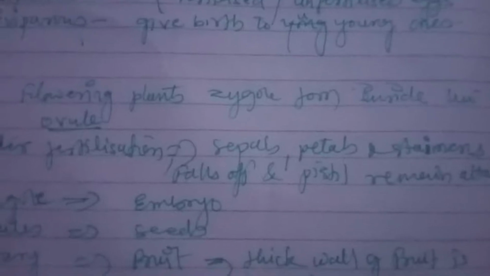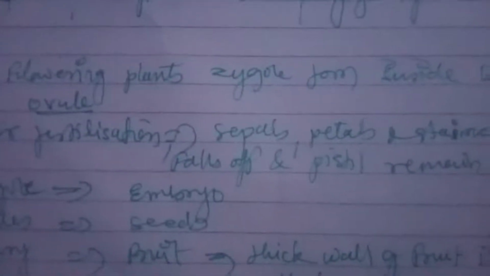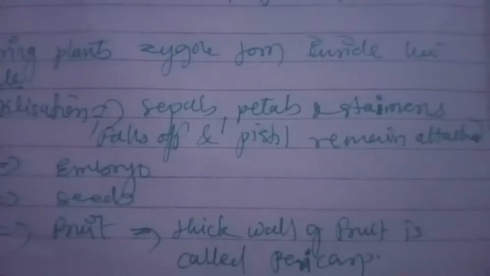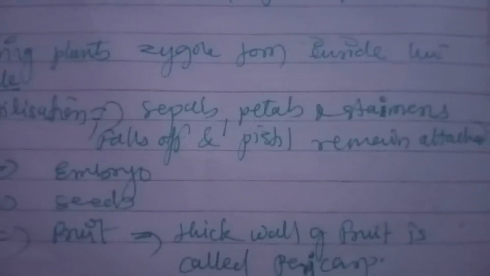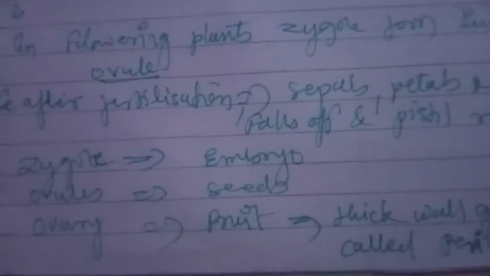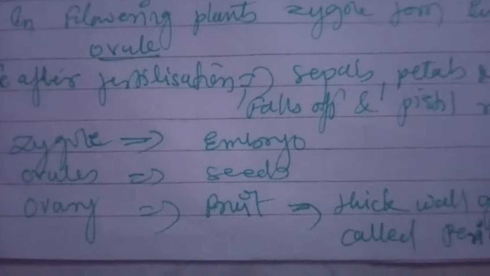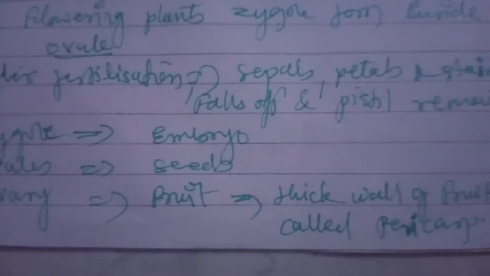What is going to happen? The zygote is formed inside the ovule, and after fertilization the sepals, petals and stamens fall off and the pistil remains attached to the flowering plant. Then the zygote develops into the embryo, the ovules develop into seeds, and the ovary develops into the fruit.